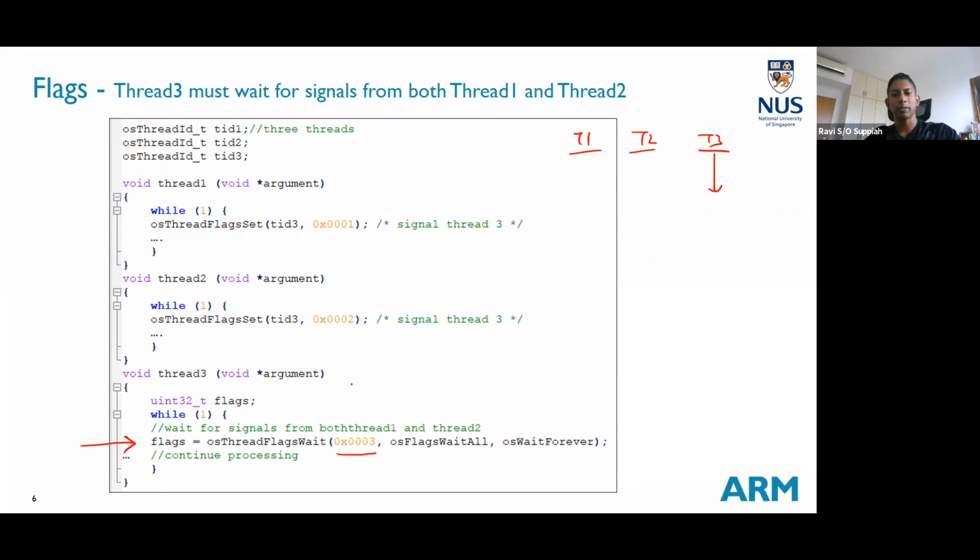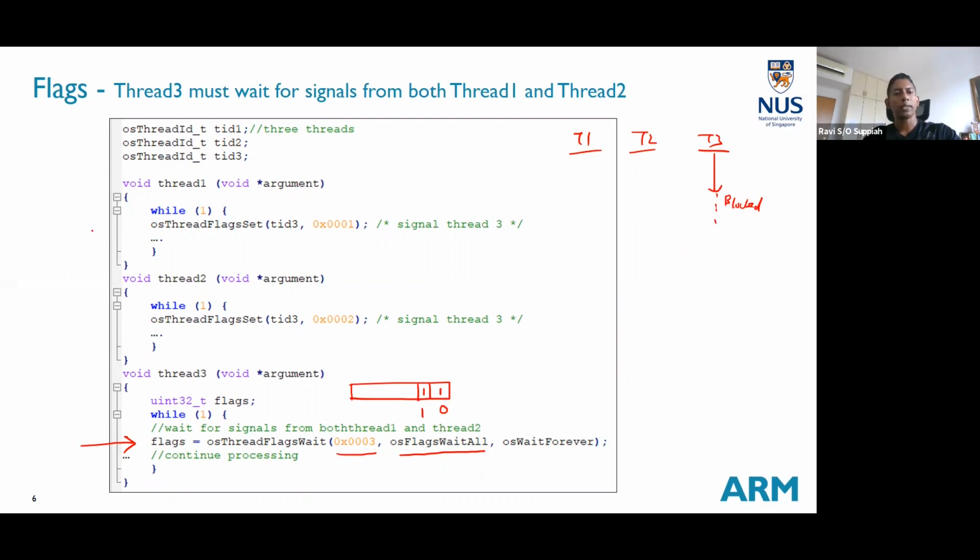That means in terms of the flags, both bit 0 and bit 1 must be 1. And I say OS flags wait all. That means I want both bit 0 and bit 1 to be set. Only then will I be able to carry on. So the moment I call this OS flags wait, I will go to a block state until somebody sets it. And regardless of who runs first, it doesn't matter.